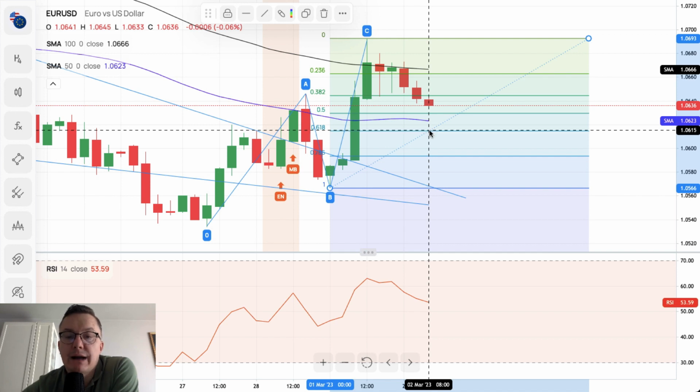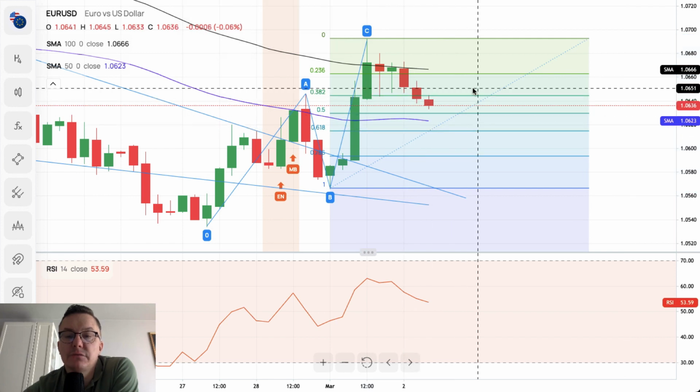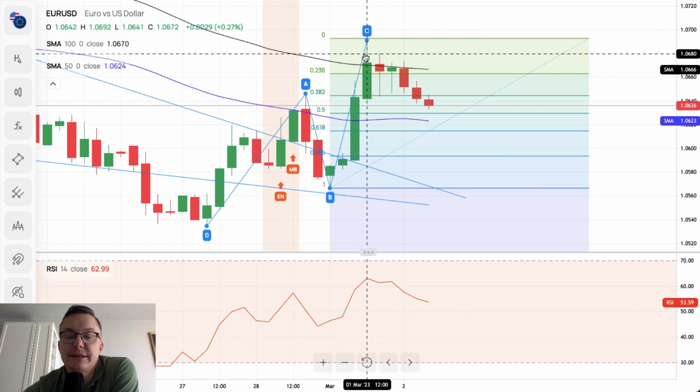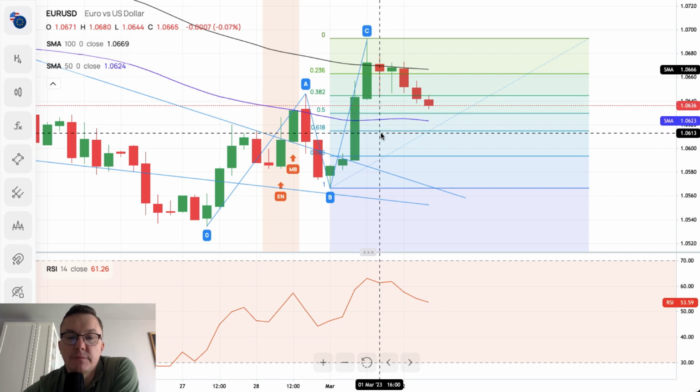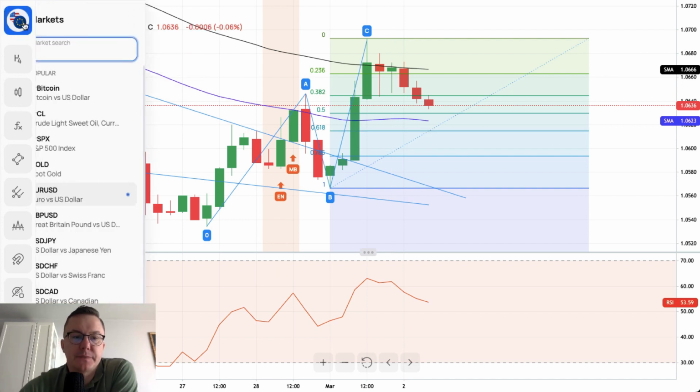1.0615. So as long as we are trading above the 61% of the Fibonacci retracement, the outlook remains slightly bullish, because we are not quite sure whether this ABC movement to the upside is now definitely completed. Confirmation comes with the movement below 1.0615. Okay, let's take a look at another euro market.